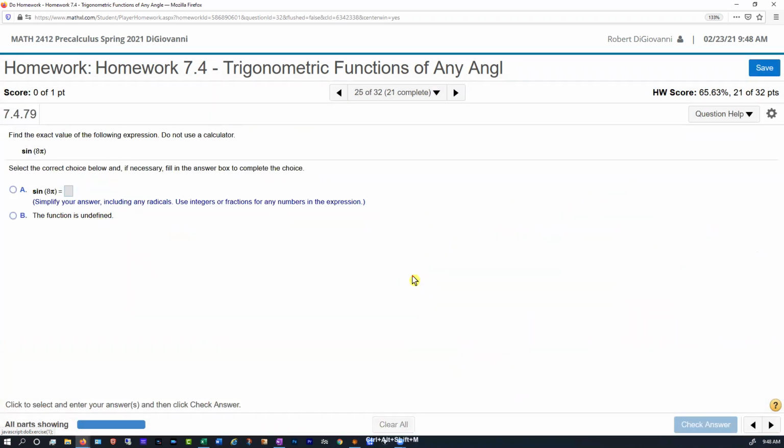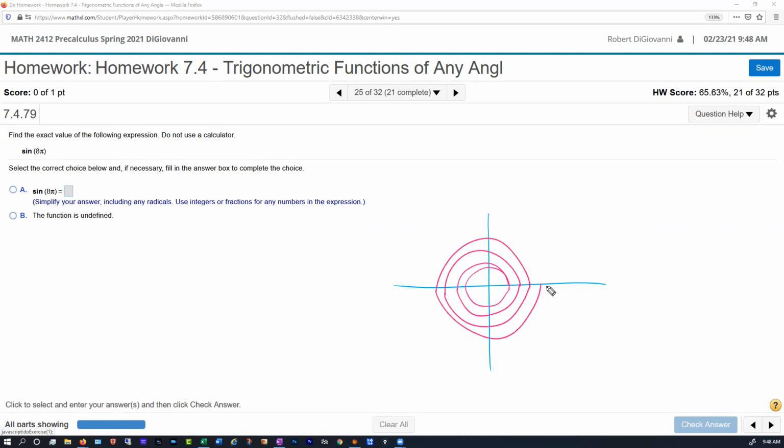Okay, sine of 8π. I'm just going to count this out. This is going to be 1π, 2π, 3π, 4π, 5π, 6π, 7π, 8π. So we're here. This is (1, 0). And so sine is just the y coordinate. So this should just be 0.